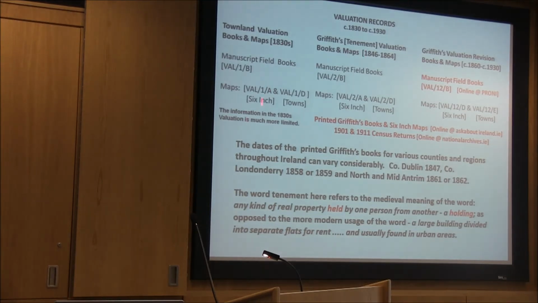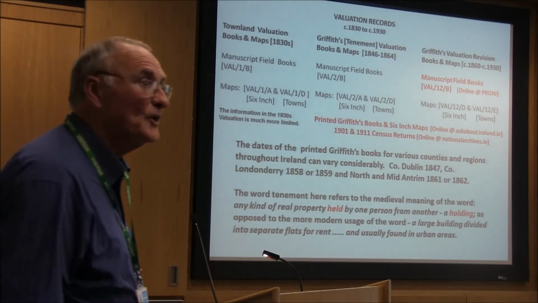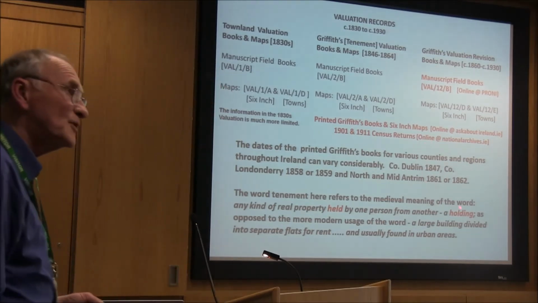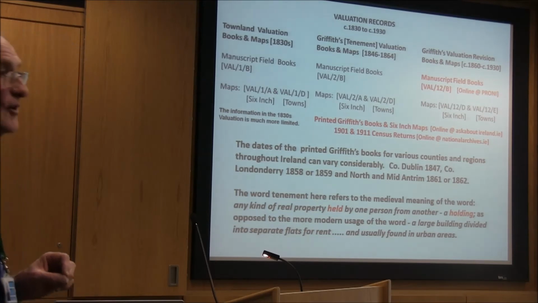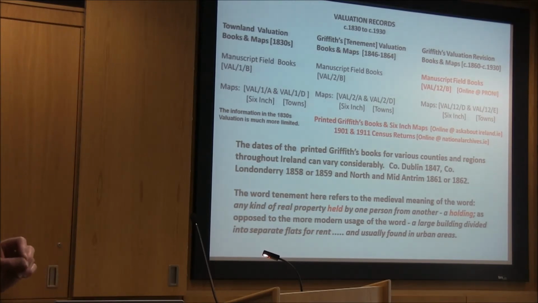This one here is good for certain things, but it has problems. This is the one that is the print one. But there's also a manuscript field book. Manuscript meaning it's just written by hand. It's the field book belonging to the valuers, and it contains information which sometimes, not always, but sometimes can be different from what is actually in the printed one. And you're better to always check that.